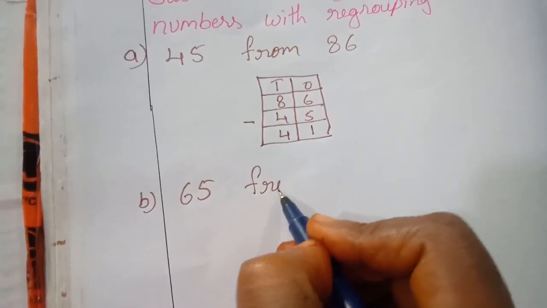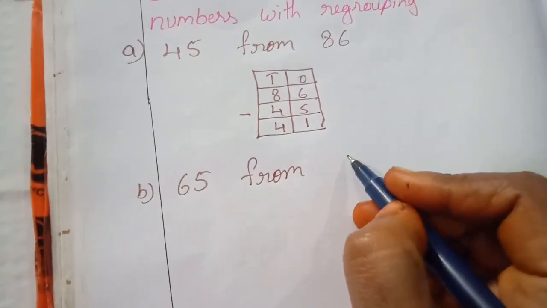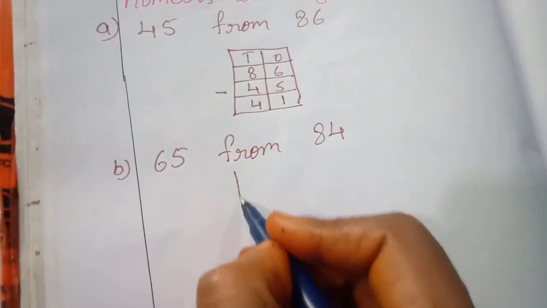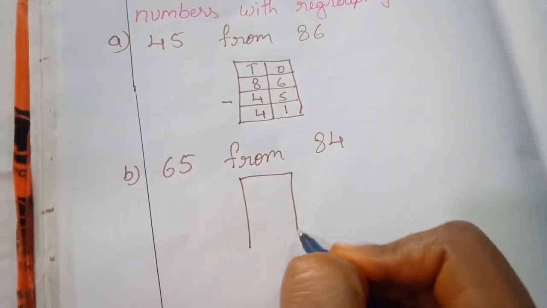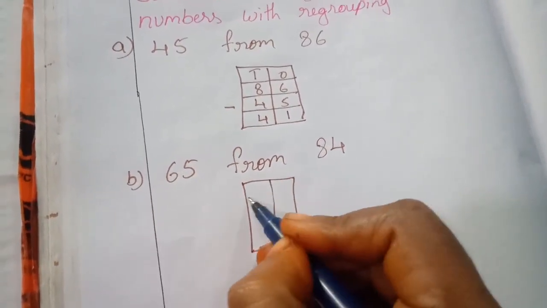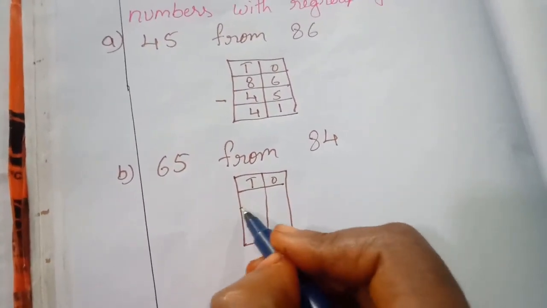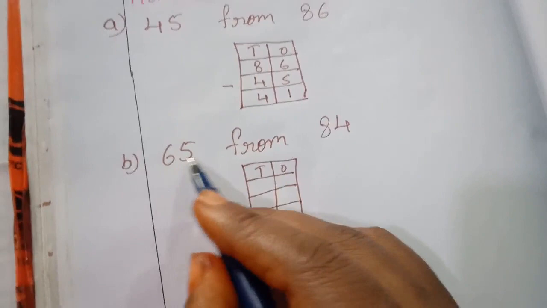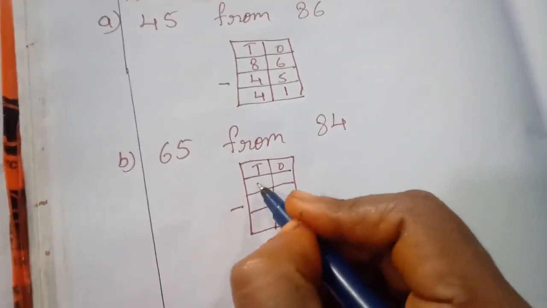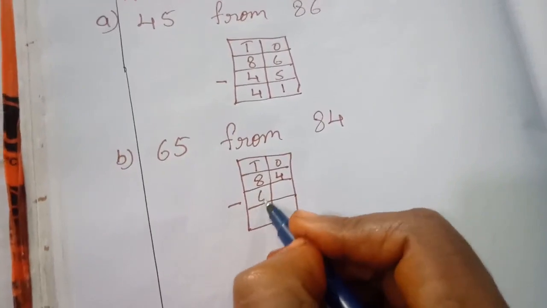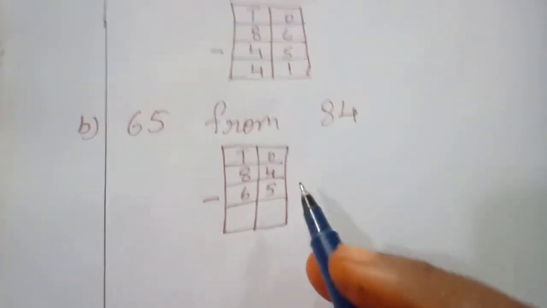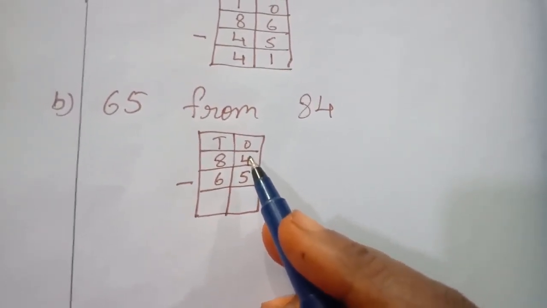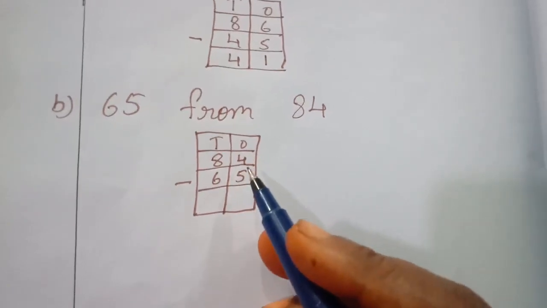65 from 84. Okay. See, again what you have to do? You should draw the place value chart. Ones place, tens place. Minus symbol you should write. Again see, 65 from 84. 84 you should write up, 65 you should write down. You should subtract the ones place first. In the ones place, 4 is up, here 5. 5 will go in 4?